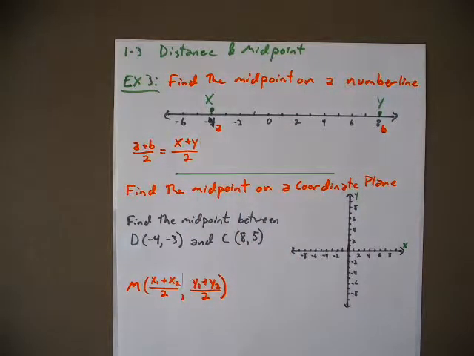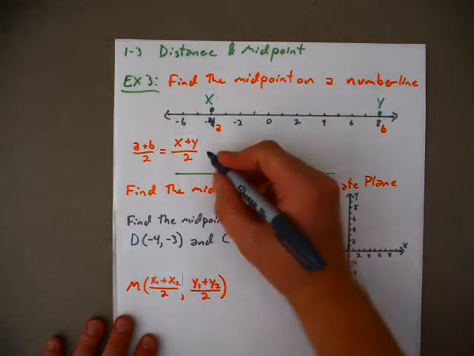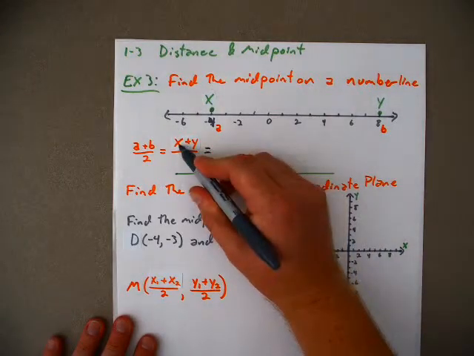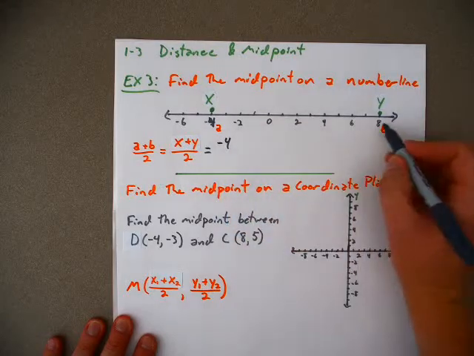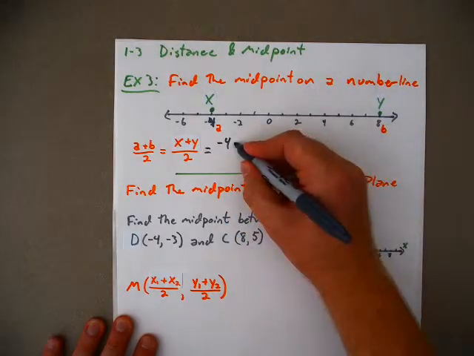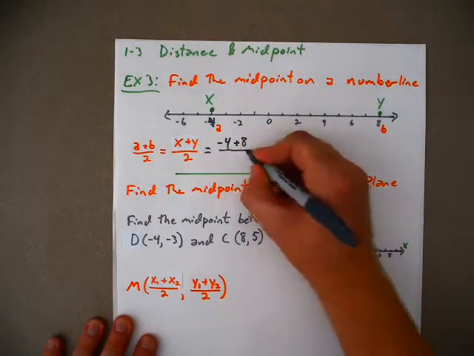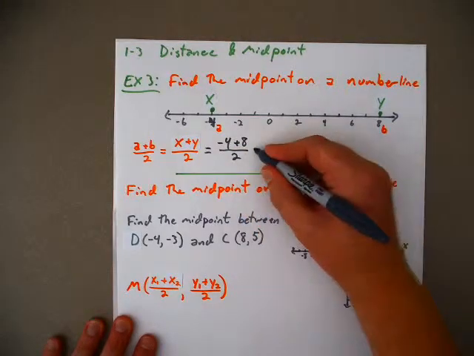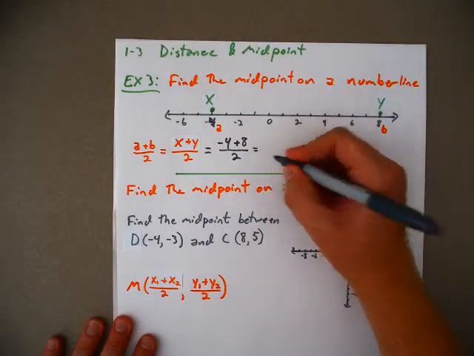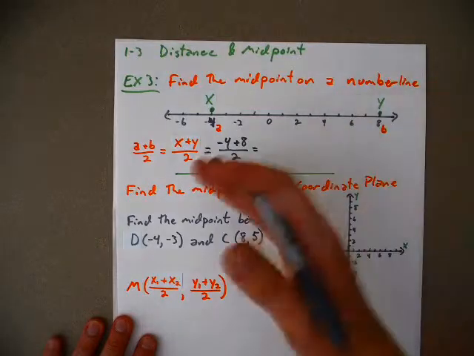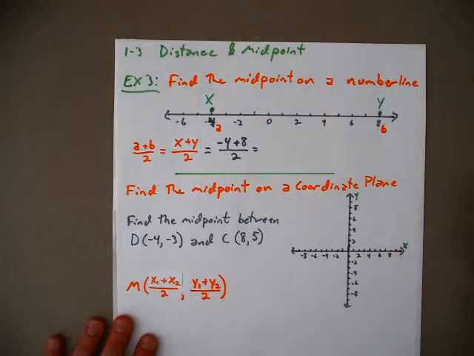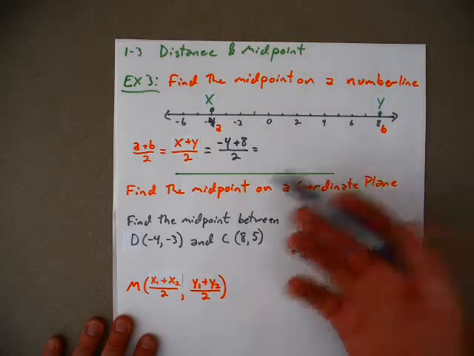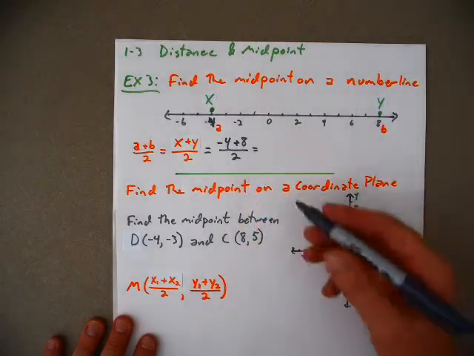Now we're just going to plug in those numbers. For us, our x value is -4, and our y value is +8. I'm just going to add those together, and then we divide by 2. Basically what you'll find out is the midpoint is the average of the 2 points. That's how I sort of think of it. Just add up the values you have and divide by the number of points you have. We have 2 values, we divide by 2.